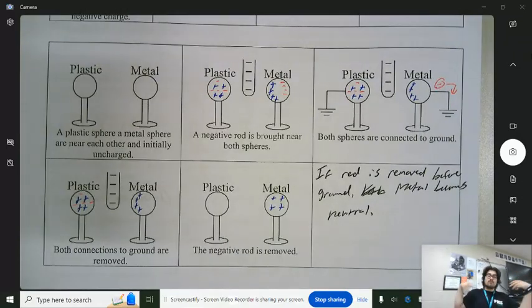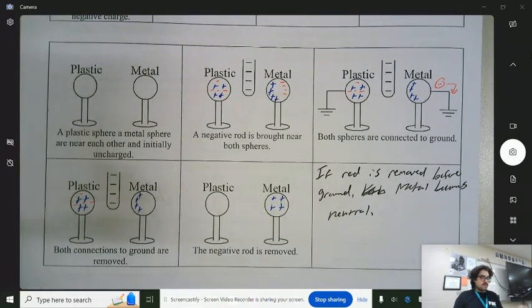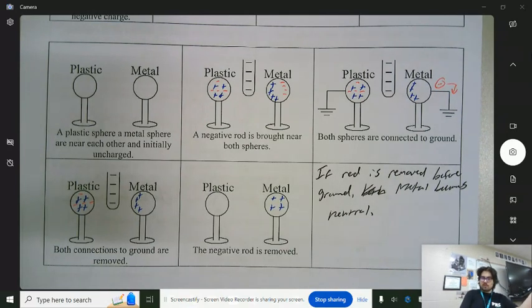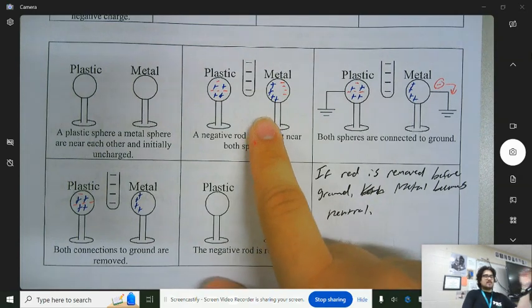Now, here's an example with grounding, okay? A plastic sphere and a metal sphere are near each other. They're initially uncharged, which means that they have a neutral charge. They have a net charge of 0, right? If you bring a negative rod between them, you're going to see the same phenomenon we've seen.